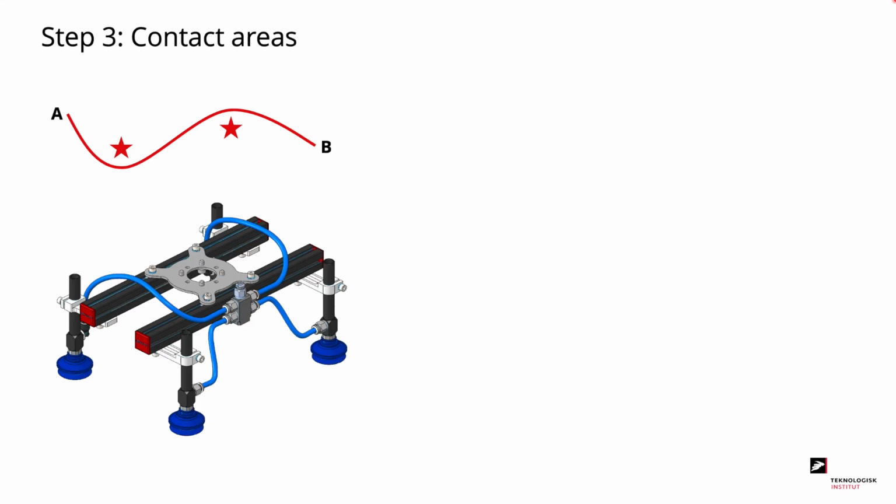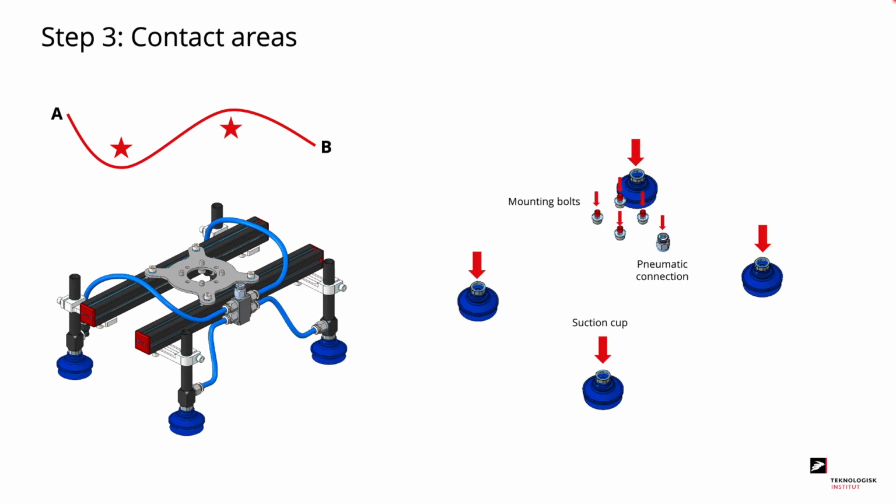If we apply this to the robot gripper, we see the gripper here, and here we see the contact areas. We have the suction cups, then we have the mounting bolts to mount it on the robot, and finally we have a fitting for the pneumatic connection. So these are the contact areas that we need to connect in order to make a robot gripper.